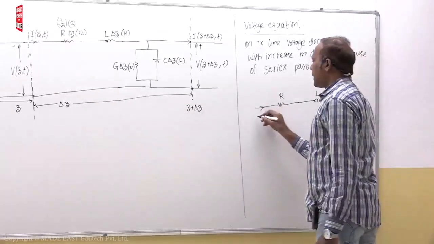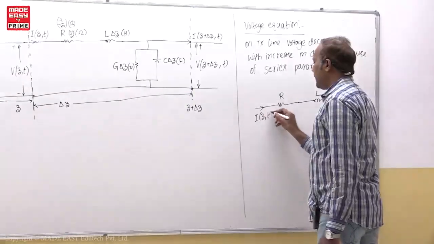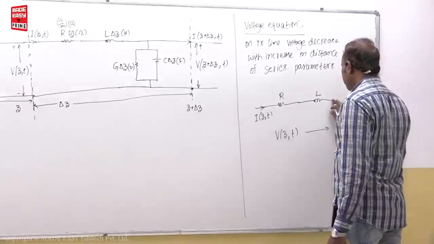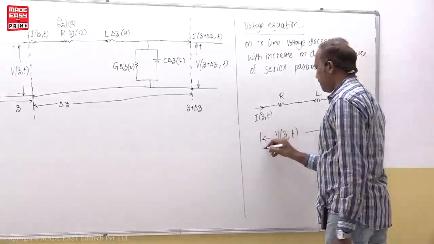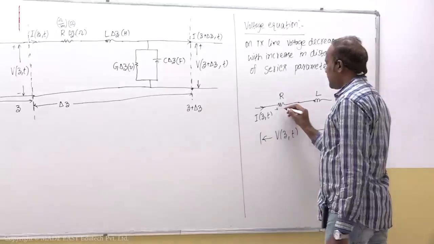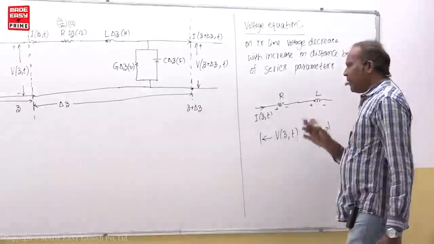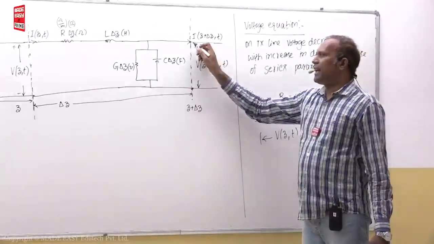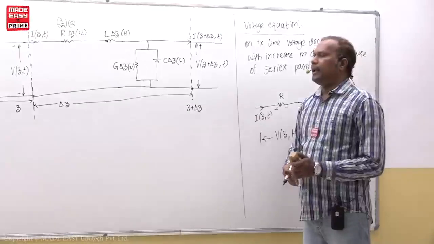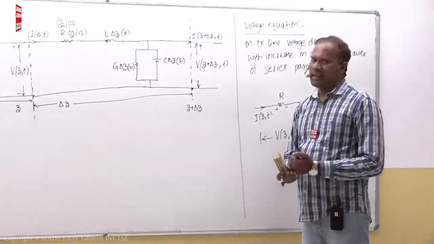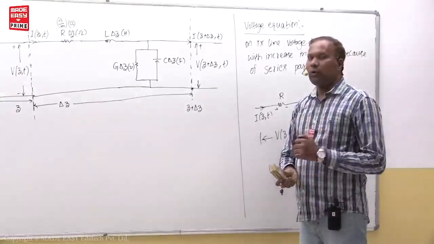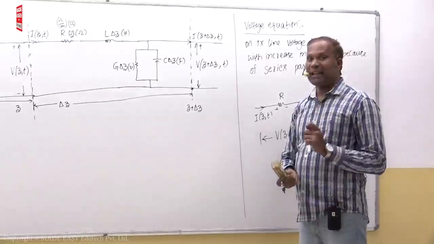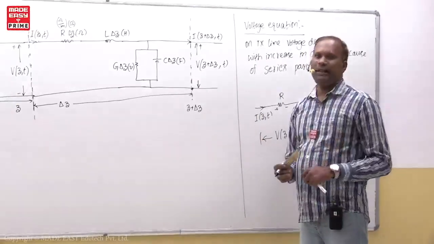I will take this current as I of z comma t, and this voltage as V of z comma t. Students, you know what the actual derivation is: you apply KVL and KCL equations here. Then in mathematics, using Maclaurin series and Taylor series, you expand the equation and substitute delta z tends to 0. Then you get the voltage equation.